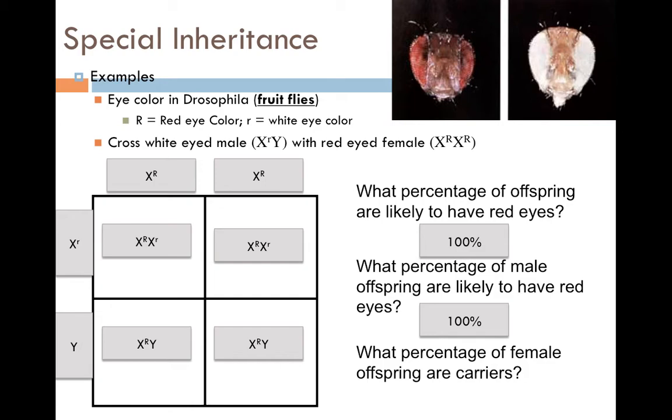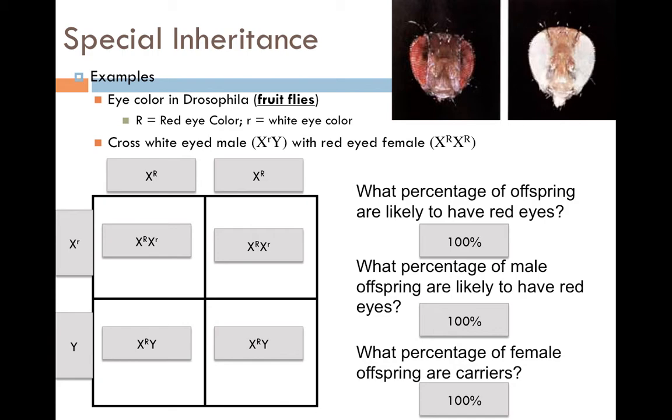And then what percentage of female offspring are carriers? Now that's a different word. So carrier means that the females don't have the trait. They don't express the trait themselves, but they could pass it on to their offspring. It is literally just a fancier way of saying what percentage of the females are heterozygous for this trait. And if you look, both of these females, X big R, X little r, X big R, X little r, they are heterozygous, so 100%. So again, carrier, it just means heterozygous.